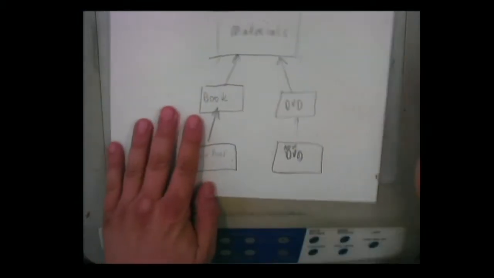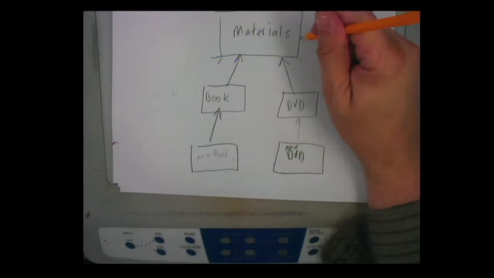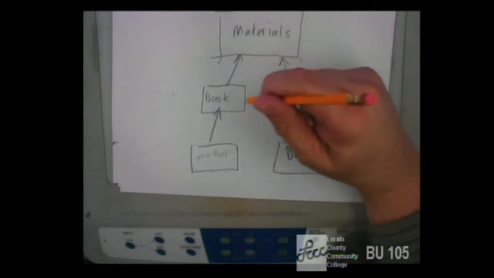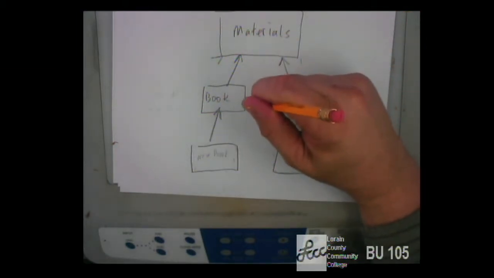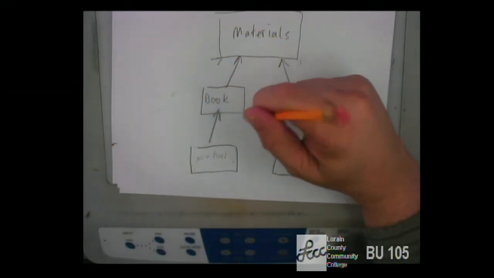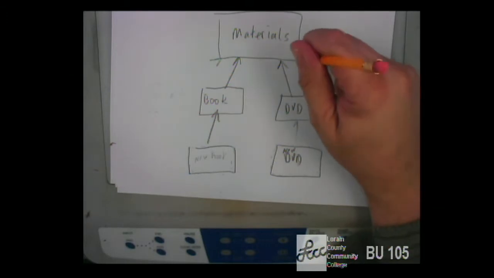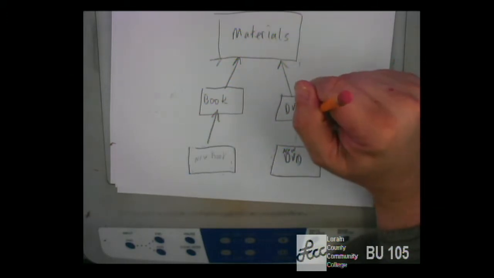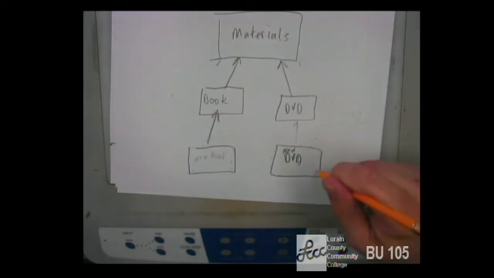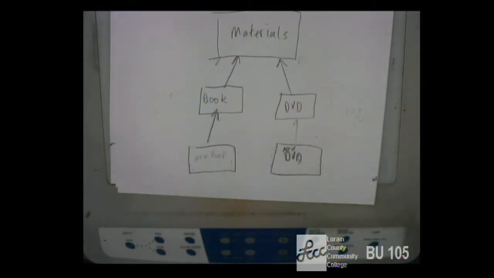Put simply, there are things that all library materials have in common. There are things that all books have in common. There are things that are specific to new books. There are things that all library materials have in common. There are things that all DVDs have in common. And there are some things that are specific to new DVDs.